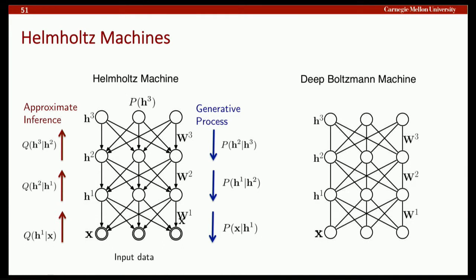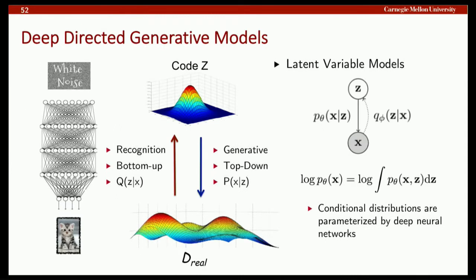And maybe just to point out, when we think about deep generative models, we think about these models as follows. We have some latent space. Think of it as white noise or a Gaussian distribution.